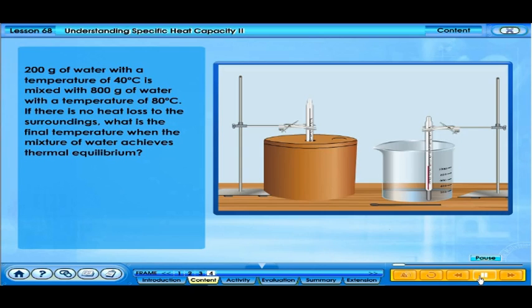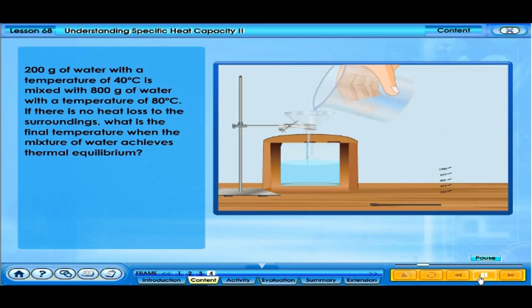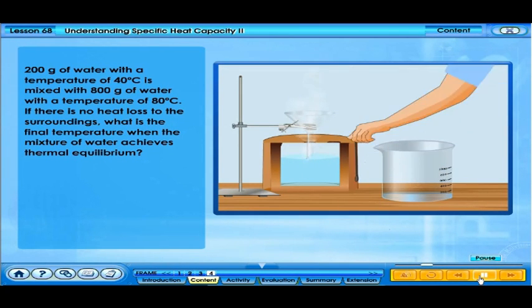200 grams of water with a temperature of 40 degrees Celsius is mixed with 800 grams of water with a temperature of 80 degrees Celsius. If there is no heat loss to the surroundings, what is the final temperature when the mixture of water achieves thermal equilibrium?